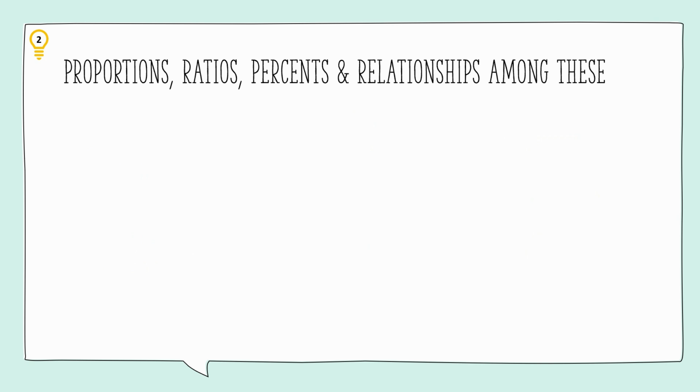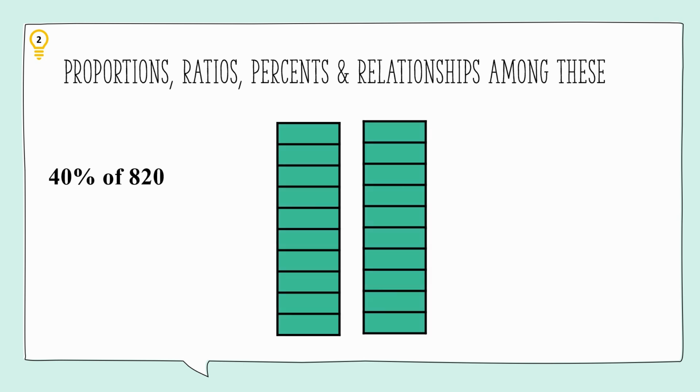Here is an example of a visual tool that can help build conceptual understanding when finding percentages of numbers. When given a problem like 40% of 820, we can draw 2 bars, both split into 10 equal pieces. One bar represents 100% of 820. The other bar will be our 820. On the percent bar, we break up the sections into 10% increments.